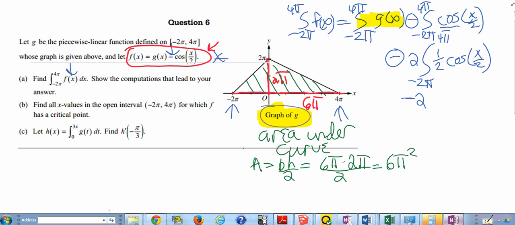Minus 2 sine of x over 2, evaluated from negative 2 pi all the way up to 4 pi. And we already know that our area is 6 pi squared from the area under the curve.